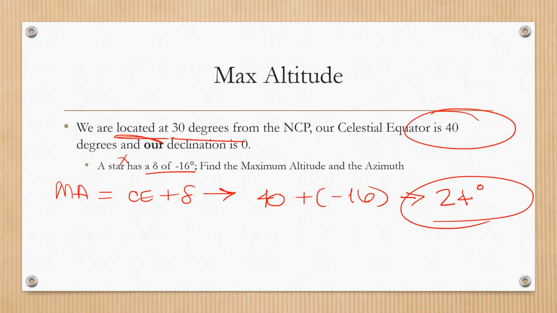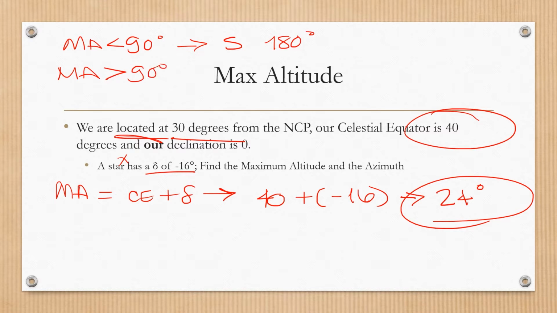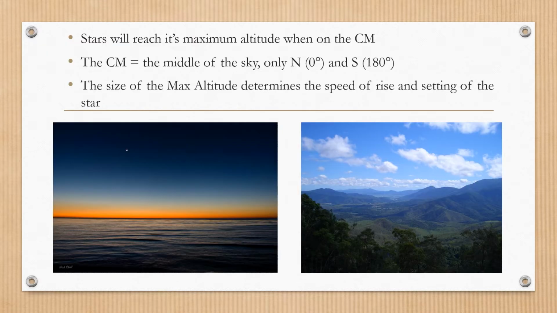Remember, if your maximum altitude is less than 90 degrees, that means your star has fallen on the southern half of the celestial meridian, or 180 degrees. And if your maximum altitude is greater than 90 degrees, that means it falls on the northern side, or has an azimuth of 0. In this case, our maximum altitude is less than 90, and so our azimuth for this star is 180 degrees. Remember, stars will reach the maximum altitude when on the celestial meridian. The celestial meridian is the middle of the sky, just like we learned last time. Only north is 0 degrees and south is 180.